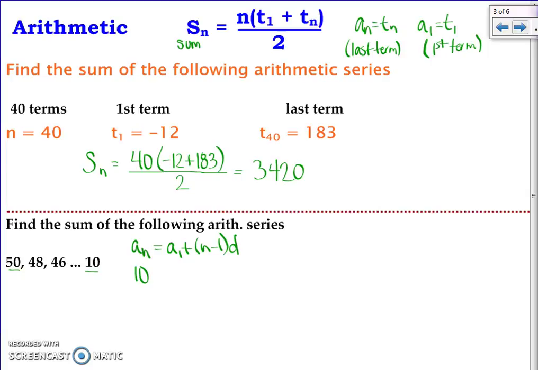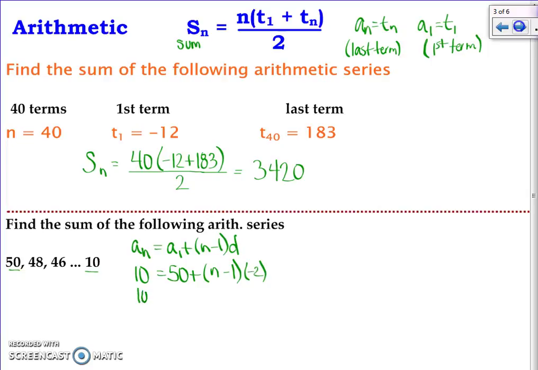so that would be 10, equals a1, which is your first term. We are trying to figure out how many numbers there are, so we leave n as n, because that's what we're solving for. And d, the common difference, this one is going down by 2, so we put -2 there. So now we just have to solve for n.